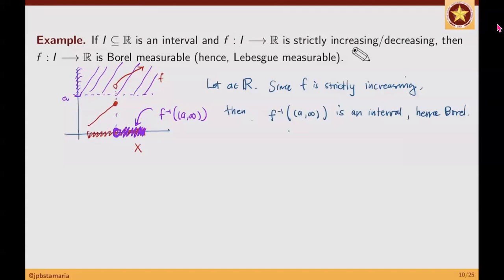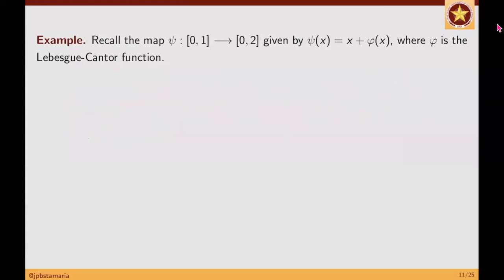The next example will show us that if you have two Lebesgue measurable functions, their composition need not be a Lebesgue measurable function. To do that, we will consider this function psi. Naalala niyo yung function na psi from last lecture. Psi of x is the sum of x and phi of x, where phi of x is the devil's staircase function or the Lebesgue-Cantor function. Ang property nito, ito ay strictly increasing if you can remember.